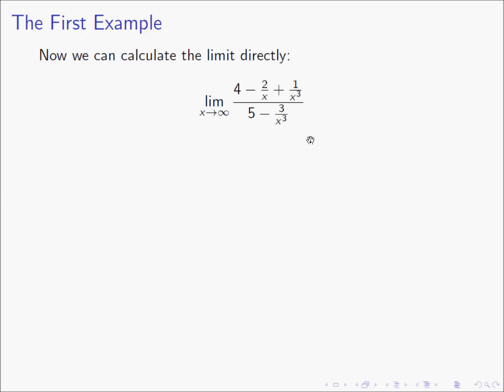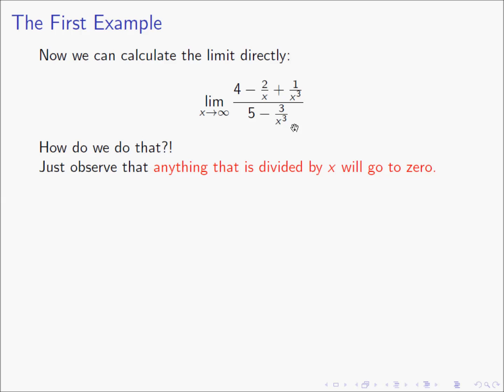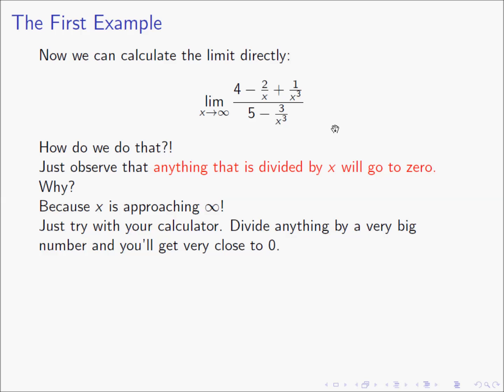That is because these terms will all go to 0. We just need to assert that anything that is divided by x will go to 0. For example, this term will go to 0 because x is approaching infinity. To understand this, you can try this in your calculator. Pick any number, for example number 2, and divide it by a very big number. You'll see that you get very close to 0. And that will work for any number in the numerator.